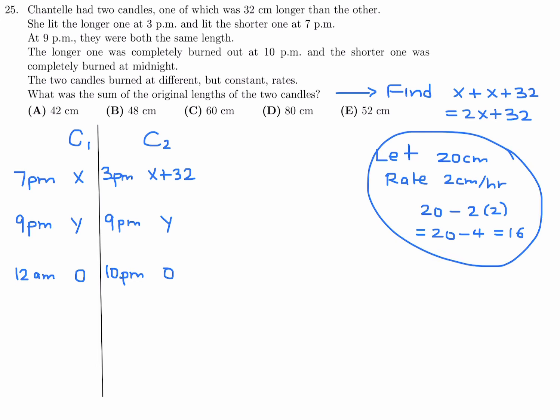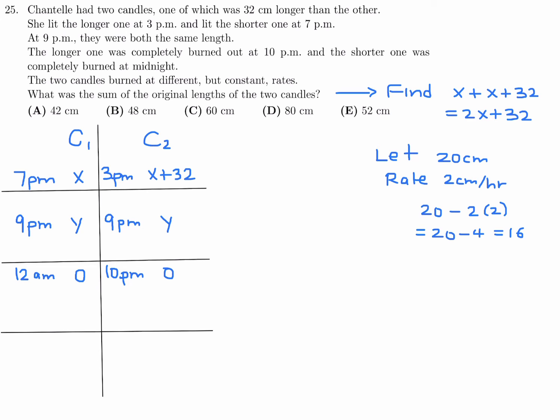Now we're going to get to this whole story right here. So for C1, we have x for the original length. But then after 2 hours, from 7 to 9 p.m., is 2 hours, what will be my length? Well, exactly what I did here. It will be x minus 2 times the rate. And I'll call it rate 1 for candle 1. And that is equal to y. Nothing fancy, just exactly what I did over here.